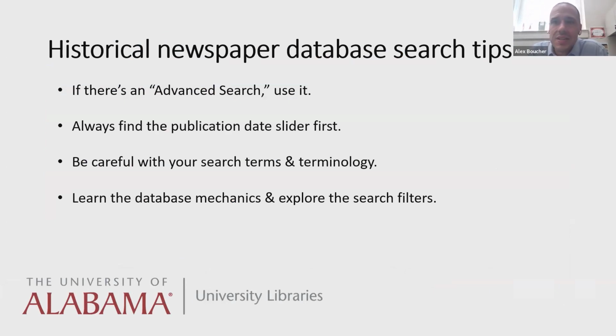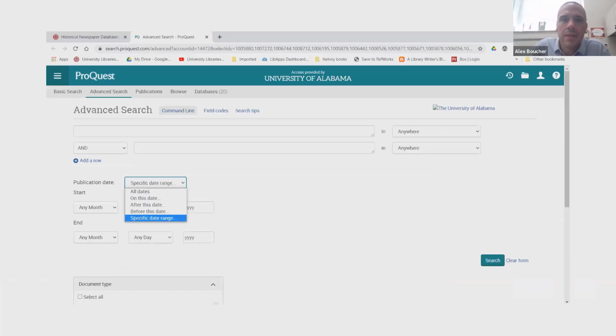But always, in addition to that, remember the publication date slider. If you're doing historical newspaper research, you really want to drill down to a specific date or time range. So here's the advanced search on ProQuest Historical Newspapers, and you'll see the publication date slider right below the search bars. There are various options for it. The most commonly used one would just be a specific date range. You could look for a week, or you could look for a decade. It just depends on what you are researching and what you're interested in.